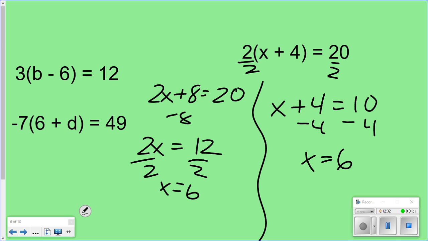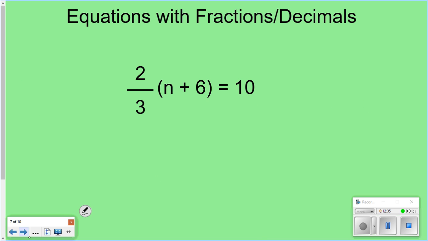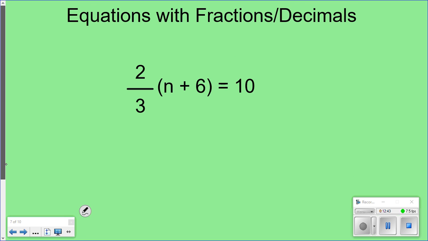Are you ready? So in your notebook, what I want you to do is write the fractions now, because before we wrote whole numbers, now you're going to write fractions. And then I want you to write this problem.